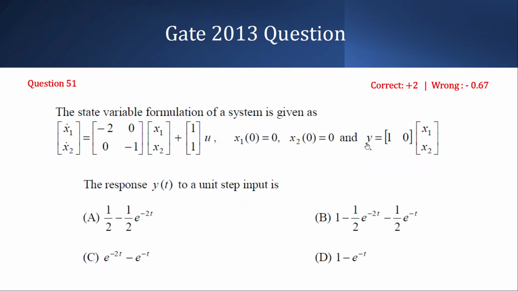The output equation has been given as y equal to [1 0] times [x1 x2], and you are asked to find the response y of t of the system to the unit step input. Four options are given, as you can see on the screen. A is half minus half e to the power minus 2t, e to the power minus 2t minus e to the power minus t. B is 1 minus half e to the power minus 2t minus half e to the power minus t, and D is 1 minus e to the power minus t.